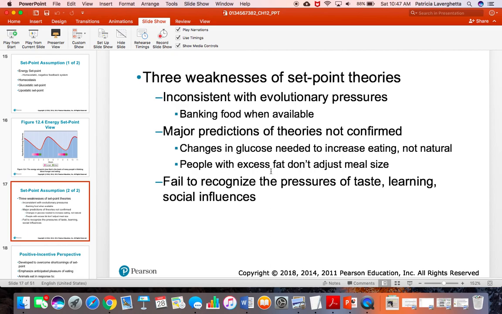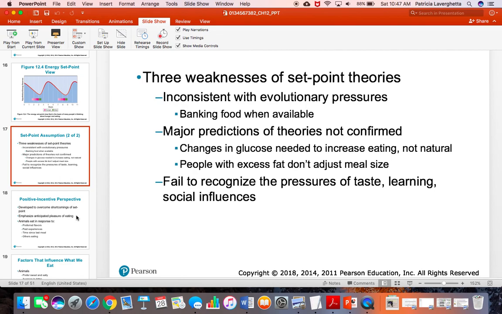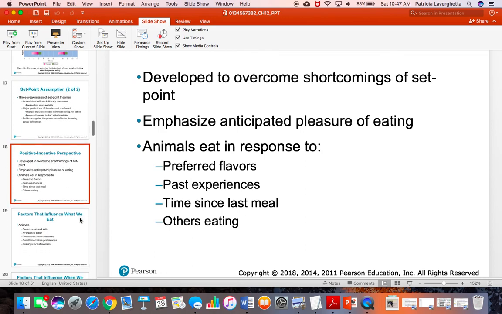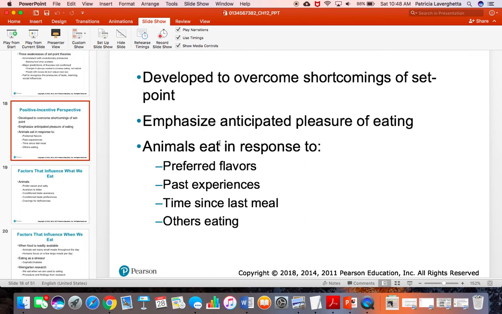For example, people with excess amounts of fat should be eating less because they don't need to. If you have excess amounts of fat, you should not eat too much because you have plenty of fat storage. But that's not what happens. So there are some problems with it. It also doesn't account for the fact that people can gain weight fairly easily sometimes. So you can see some other theories here.